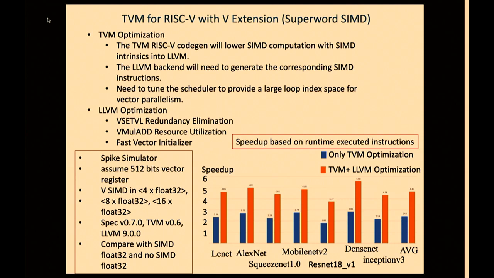If we only do the TVM optimization, we get the performance improvement shown in the blue bar. But the LLVM compiler we use is LLVM 9.0 from the official trunk, and its RISC-V support is quite new, so a lot of tuning is needed for the LLVM optimization. For example, we have some tuning for the LLVM compiler.